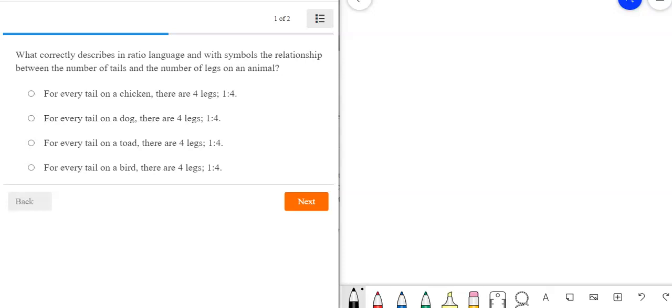This is Module 5, Lesson 1, and this is the Check Understanding. If you want to do it in your book, you can find it on page 141 at the very bottom, numbers 1 and 2.